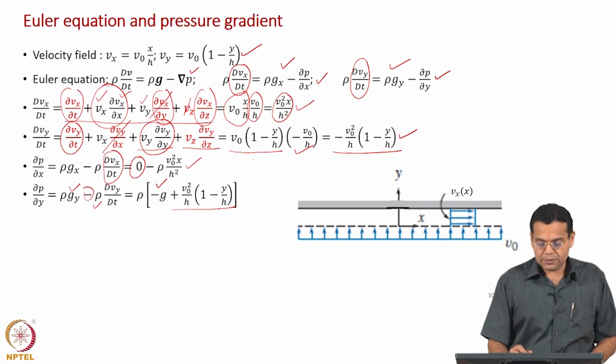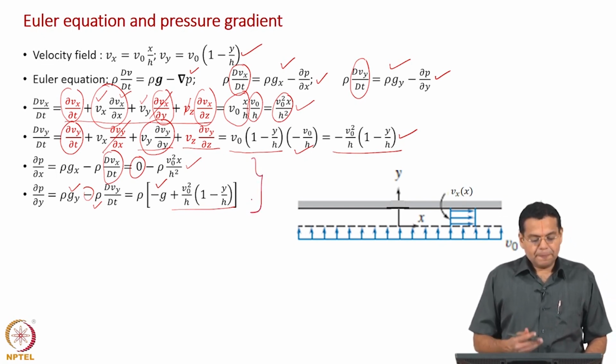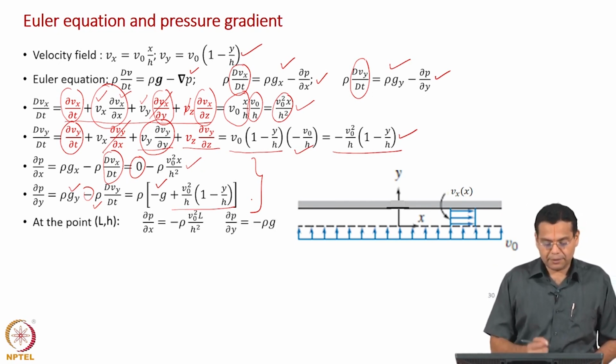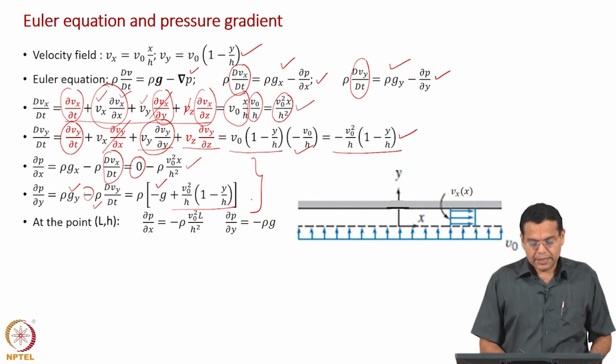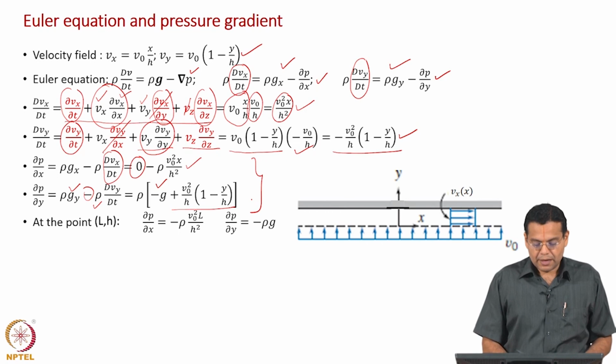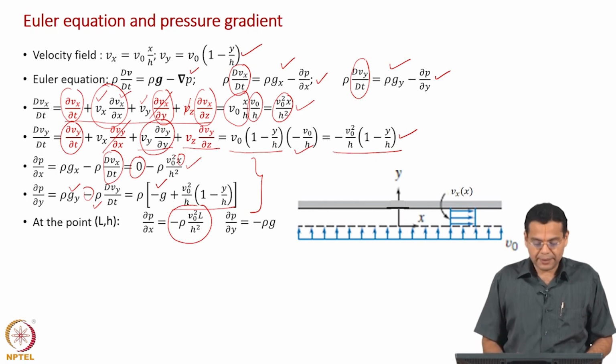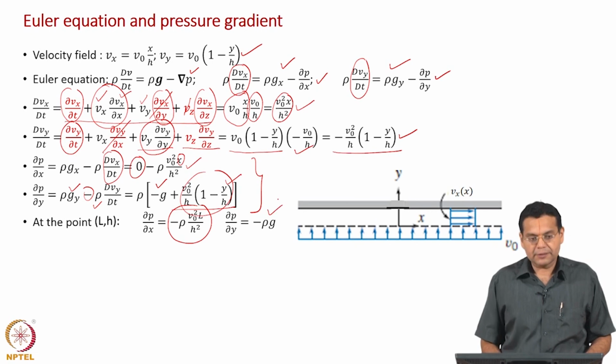So, these two equations tell you the gradient of pressure in the x and y direction, and they are functions of x and y respectively. We are asked to evaluate at the point L comma h. At the point L comma h we will substitute x equal to L and y equal to h, and this expression is obtained by substituting x equal to L here. So, we get minus rho V naught squared L by h squared, and when we substitute y equal to h here, this term becomes 0 and you are left only with minus rho g.